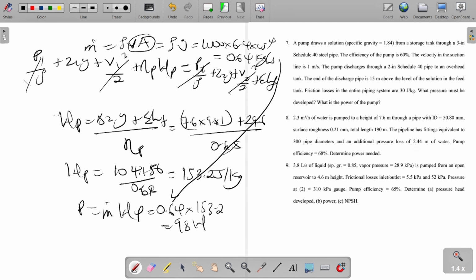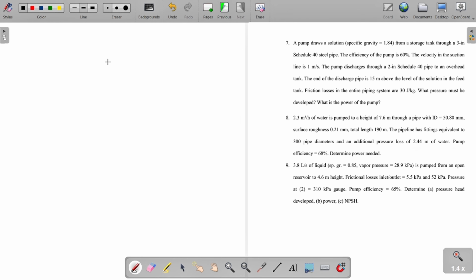And question 9 also follows the same approach, where we use that one to actually solve, right? The only thing added to question 9 is the NPSH. So let me use this example to illustrate NPSH. So you know that the NPSH, the net positive suction head, right? So we have the pressure head at the source, which is P1 over rho g, that's the pressure head at the source.